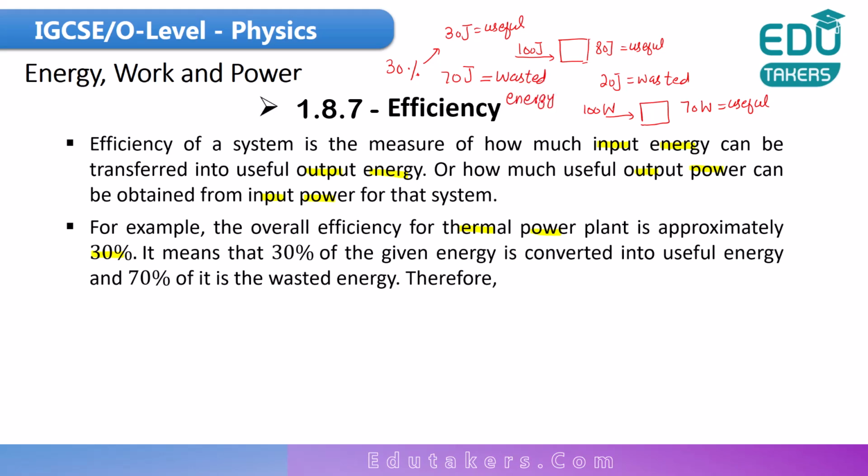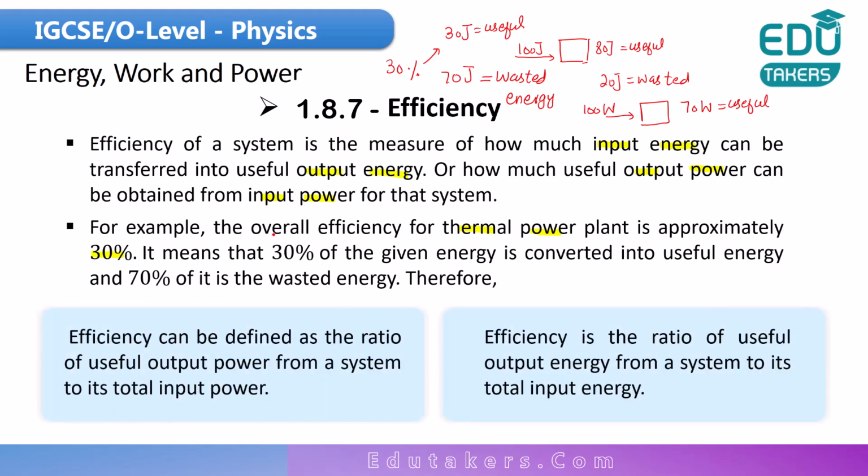So in this way, because no device is 100% efficient, the efficiency can be between 100% and 0. But here I consider that the efficiency is 30%. It means that 30 joule of the energy is converted into useful energy and the remaining is wasted into the environment as thermal energy. So you can define efficiency as the ratio of the useful output power from a system to its total input power, or the ratio of the useful output energy from a system to its total input energy.